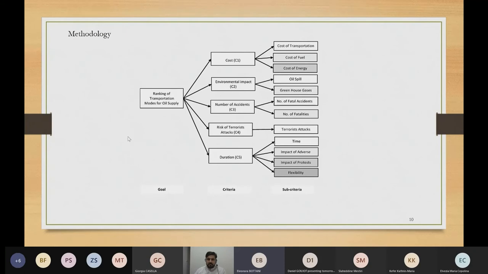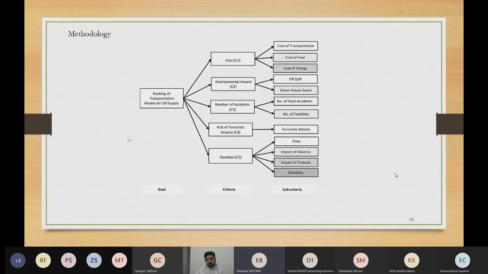If you use a ship, it emits too much CO2 and greenhouse gases. Then the number of accidents, just like I already mentioned, in Pakistan some accidents recently occurred, and terrorist acts have already happened. So how do we reduce the risk of terrorist attacks? Duration: normally pipeline transportation does not take too much time, while other modes take too much time to transport from one location to another. And these are the sub-criteria: cost of transportation, cost of fuel, cost of energy, oil spill, greenhouse gases, number of fatal accidents, number of fatalities, terrorist attack, time impact, adverse impact of protest, and flexibility.